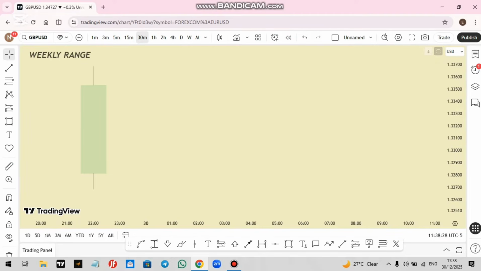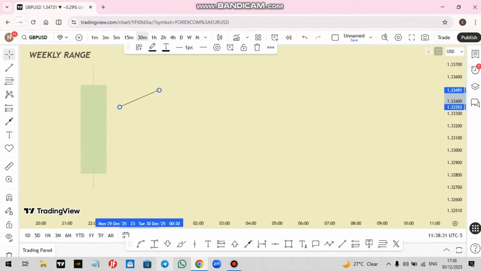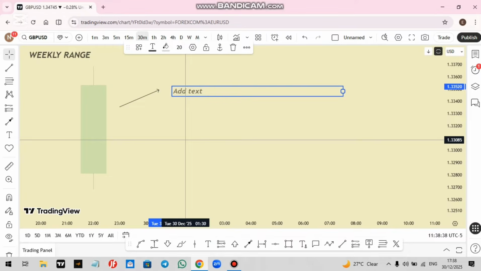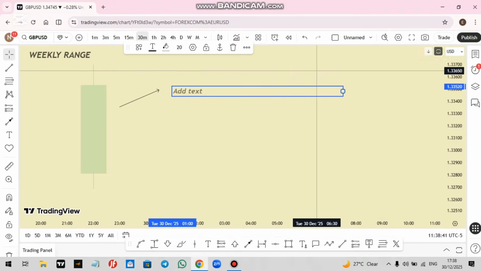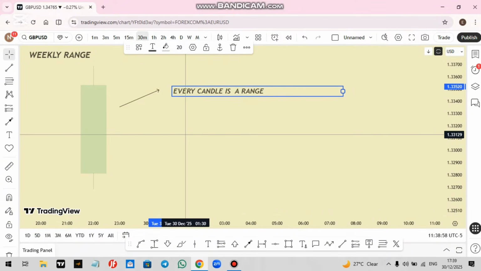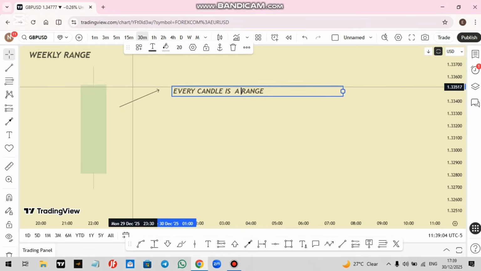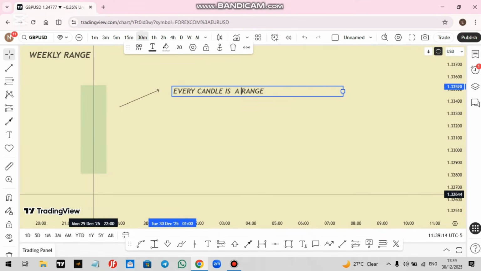That's why we say every candle is a range. Every candle is a range. There's the opening price, there's the lowest price, there's the highest price, and the closing price, right? The opening price, the lowest price, the highest price, and the closing price. Open, low, high, close.